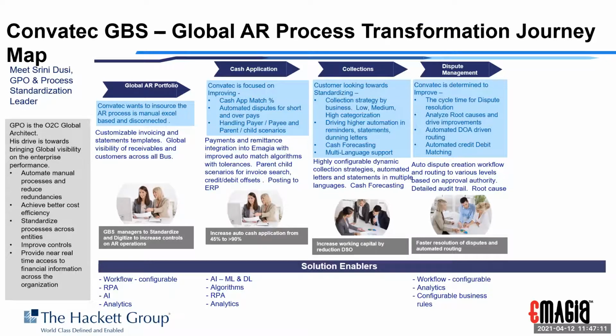Okay, now coming to the global AR process transformation journey. So the main portfolios, as you know, the AR process is mainly cash applications, collections, and dispute management. These were our three main areas with Imagia. Cash applications, obviously, percentage of cash automatically matched, handling payers and payees, and of course, identifying various parent-child scenarios.